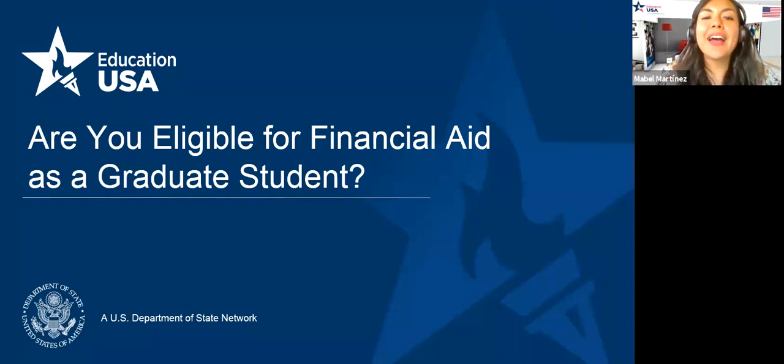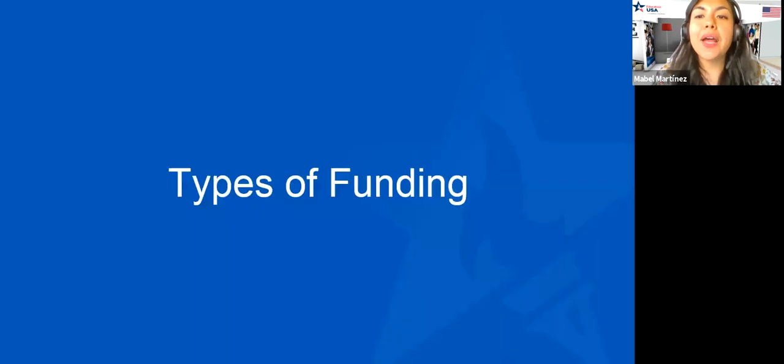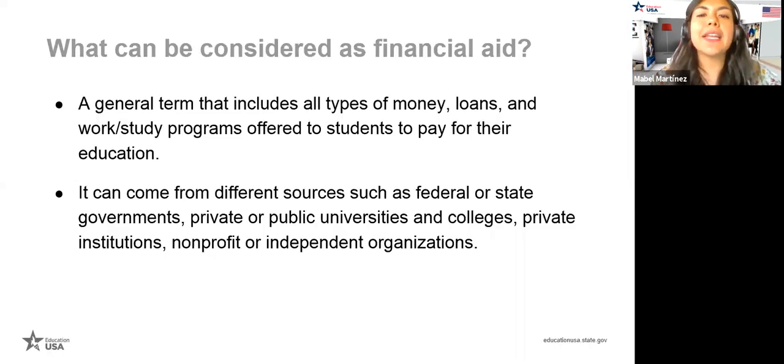Thank you, Juanma. Thank you all for being here. Before we answer the main question of this webinar, I would like to discuss with all of you what we can understand as financial aid, since there will be different types. Basically, financial aid can be understood as all types of money, loans, and work or study programs offered to students to pay for their education. That means you will have the possibility to obtain resources to cover not only your tuition, but also supplies, materials, living or travel costs, or other expenses that you might incur while you are studying in the US or preparing to study in the US.